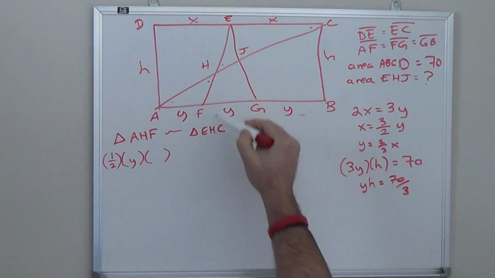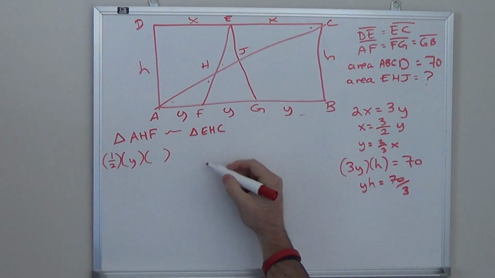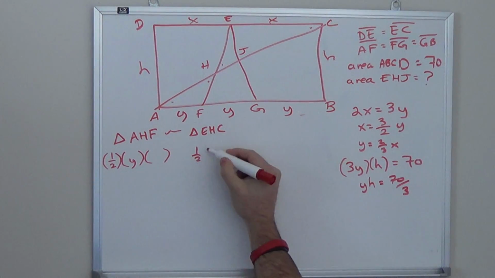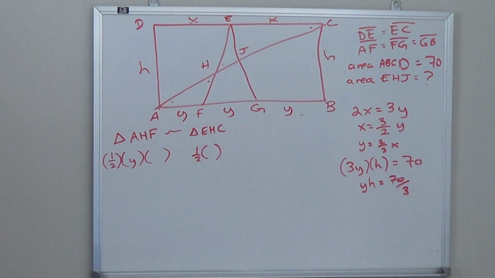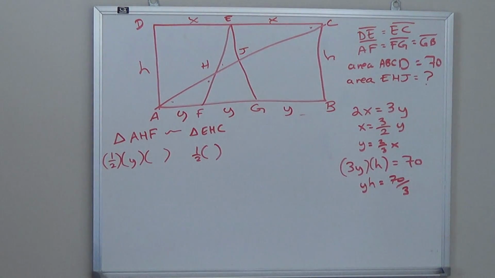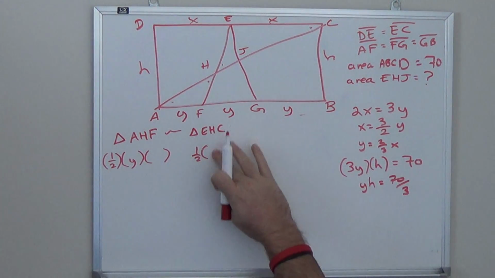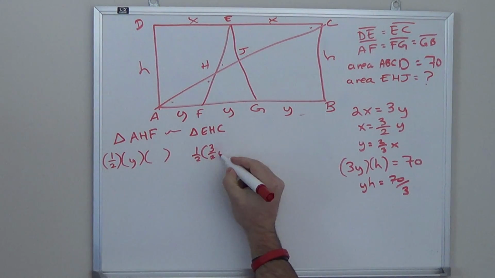Like, it's just this little piece. I'm just going to leave that. And I know that the area of this bigger one, EHC, is 1/2. And I know the base here is x, but what I'm going to try to do is get everything into one variable. So I'm going to use my relationship here, that x is equal to 3/2 y. So just erase that there. So instead of x, I'm just going to say it's 3/2 y.